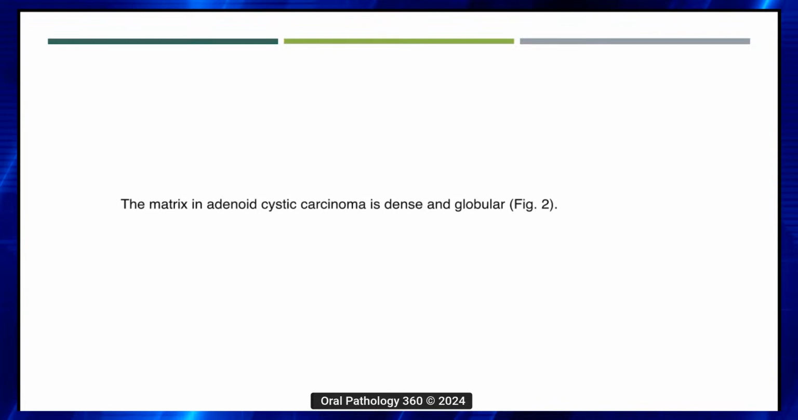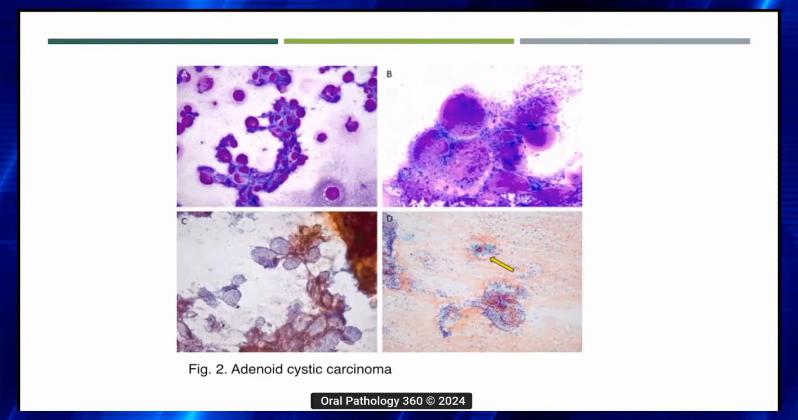Now, let's turn our attention to adenoid cystic carcinoma, a distinctive salivary gland neoplasm with unique characteristics. Adenoid cystic carcinoma is characterized by a dense and globular matrix, as depicted in figure 2. In picture A, the Diff-Quik stained smears reveal a globular and dense matrix. Picture B illustrates neoplastic cells arranged around the matrix in cribriform architecture.